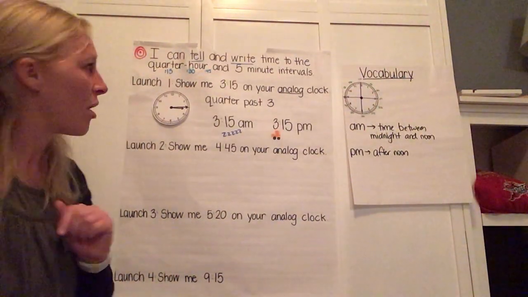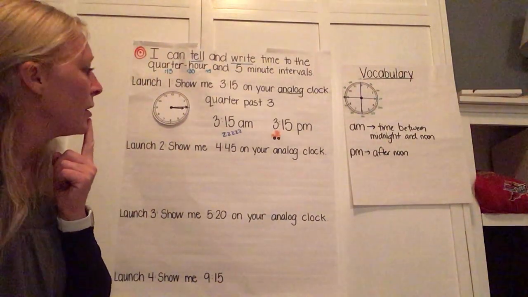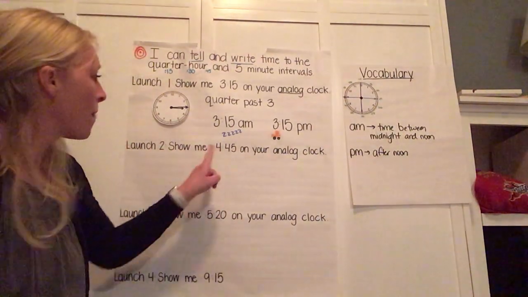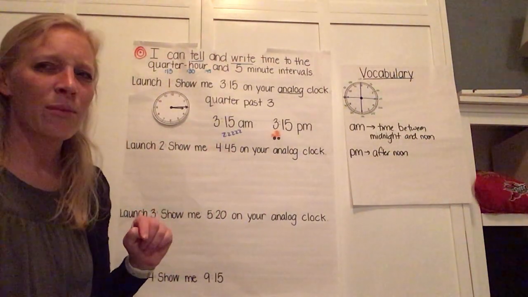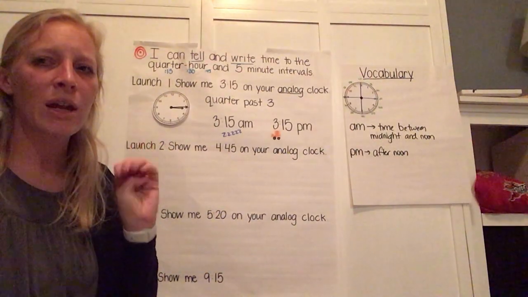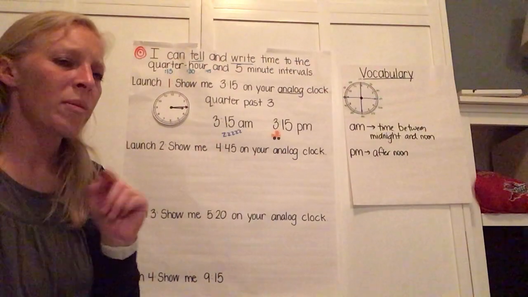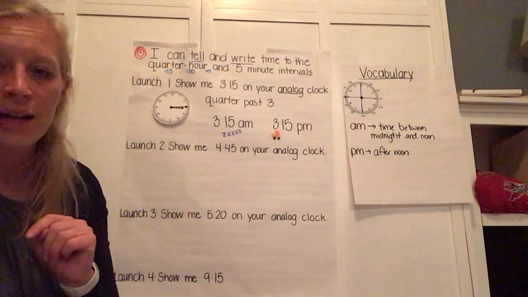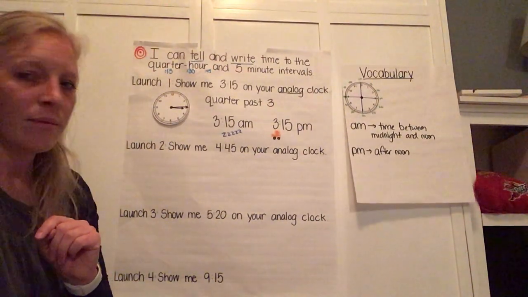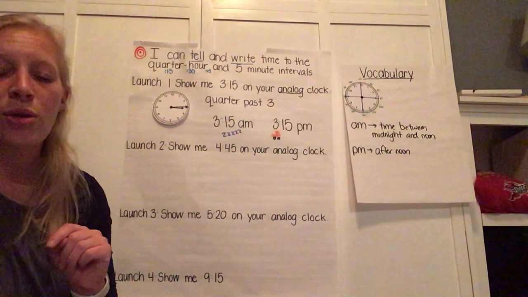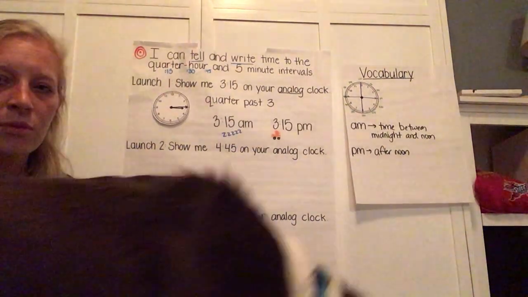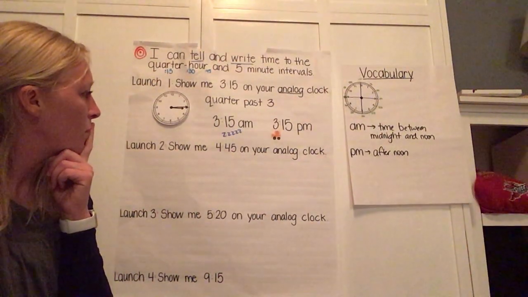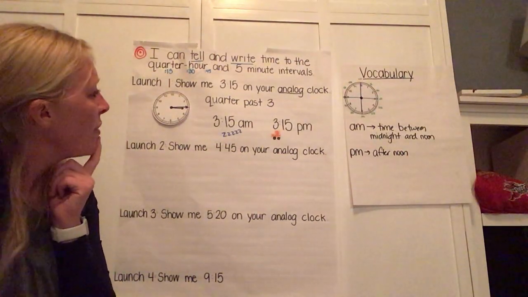Now, you guys are so smart. What a great job you did showing me 3:15. Now, my next one for you is 4:45. Say that time with me. 4:45. Show me that time on your analog clock. Where would your hour hand be? Is it going to be closer to the 4 or closer to the 5? Where would your minute hand be? How do you know it's going to be on the 9?